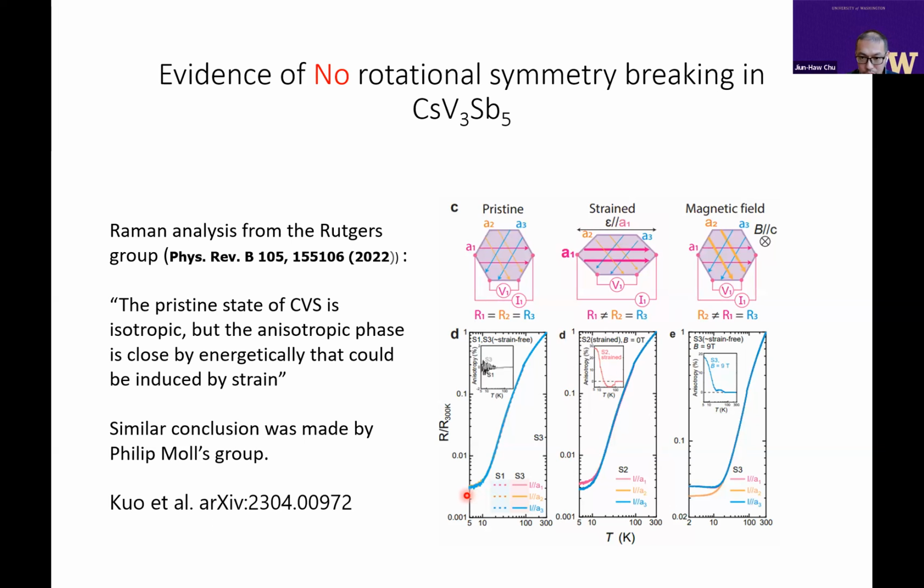Now, they can also glue the samples on a substrate, which will induce a lot of strain. What they found is that once they glue the samples and induce the strain, they see a substantial resistivity anisotropy, based on their calculation up to 30%. They also see a resistivity anisotropy induced by a c-axis magnetic field. So this is basically the third scenario, which is no rotational symmetry breaking, but some rotational symmetry breaking phases nearby that can be induced by strain. Okay, so now we have reviewed the situations in CVS.